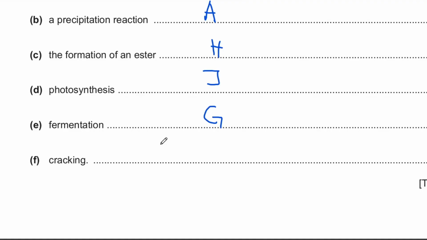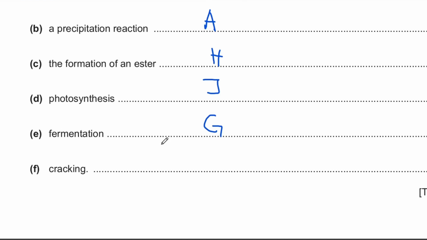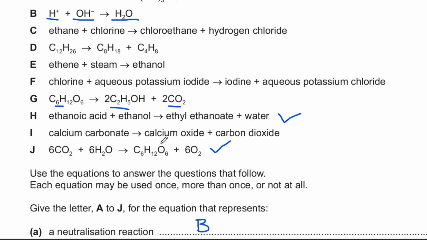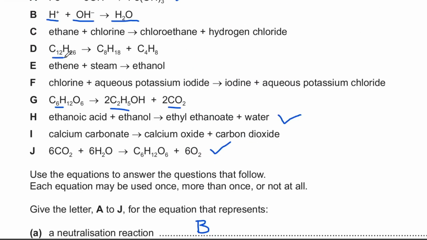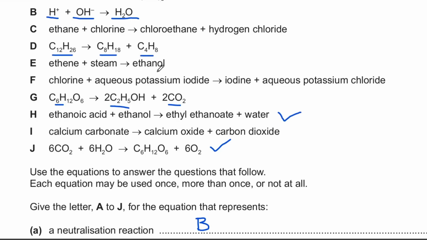Next is cracking. Cracking is when a long chain hydrocarbon is broken into smaller alkanes and alkenes. From our equations, that would be D. Long chain broken down into smaller alkane and alkenes.